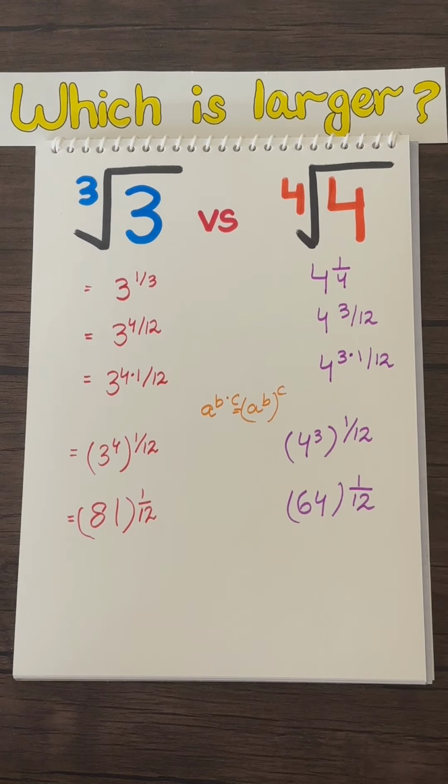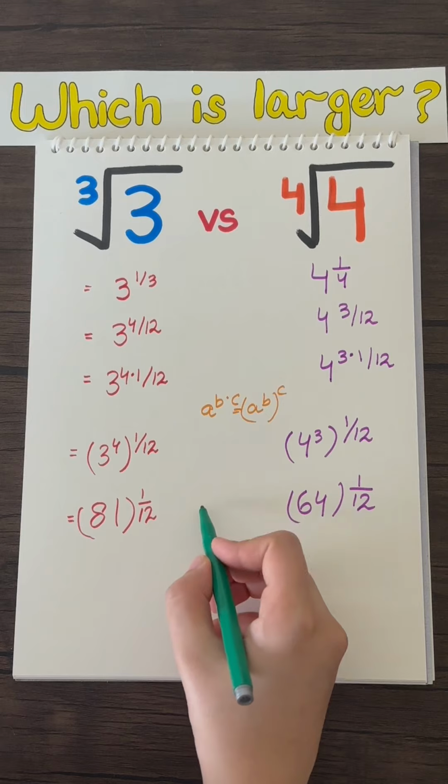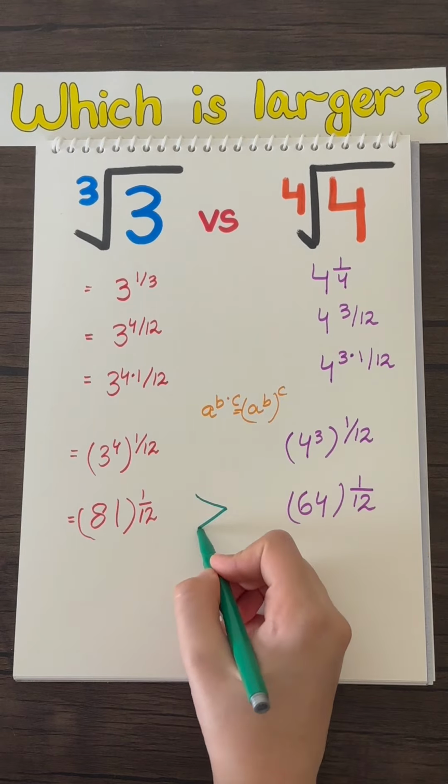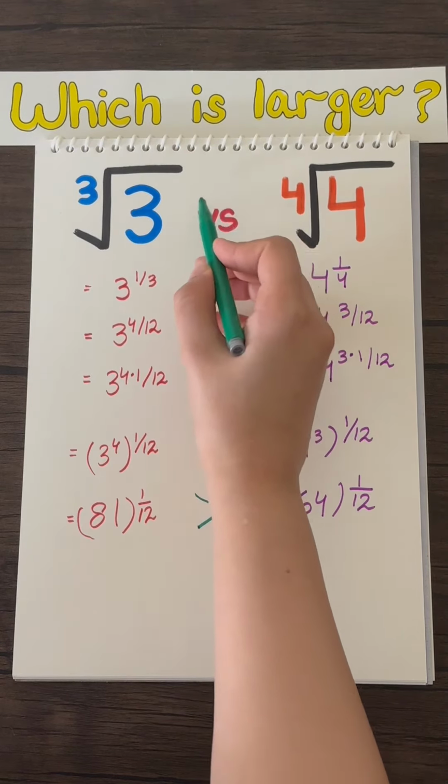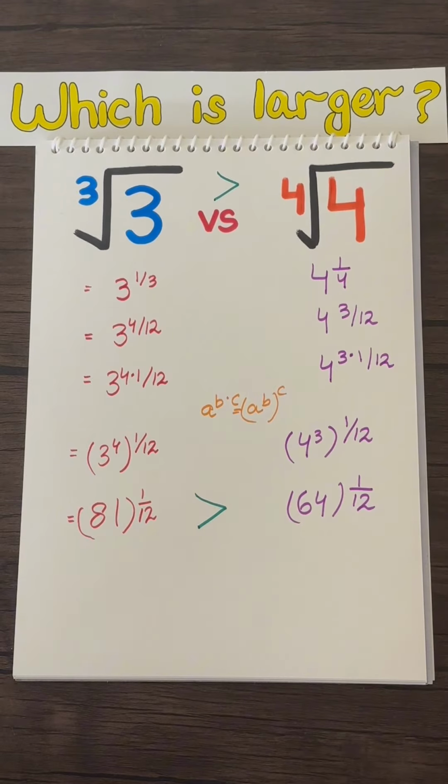Since 81 is greater than 64, 81 to the 1/12 will be greater than 64 to the 1/12. And this means the cube root of 3 is also greater than the fourth root of 4. And that's our final answer.